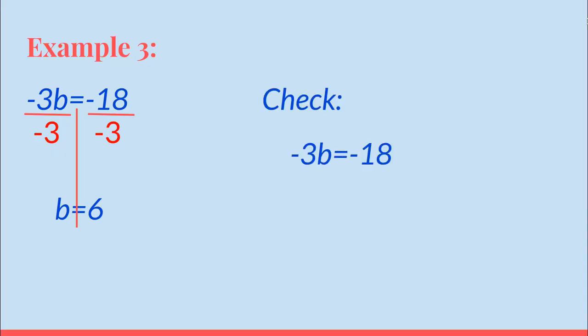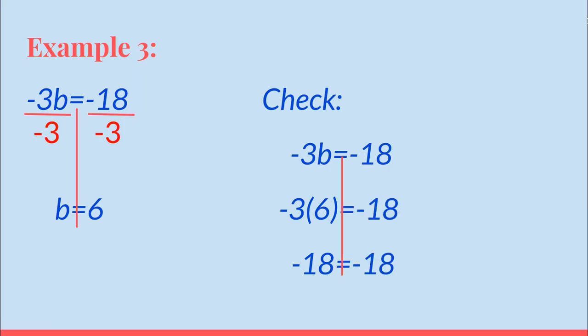I'm going to check my answer. So negative 3 times b should equal negative 18. Negative 3 times 6 is negative 18. And on the right-hand side, I just bring down that negative 18 and they're equal, so I'm right.